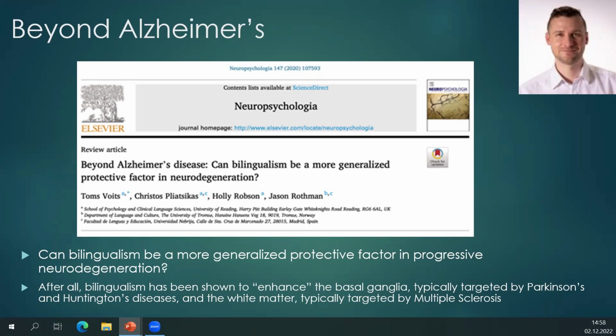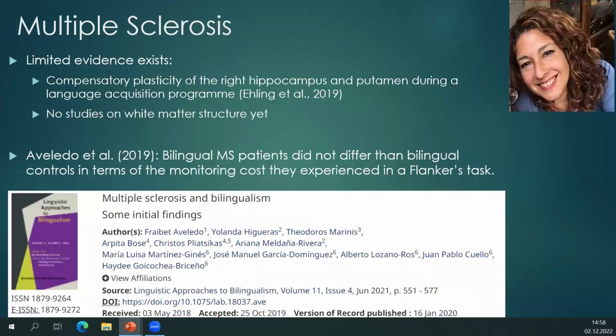A very, very small amount of evidence exists. I will invite you to read this paper because it's a very long and interesting paper. I will focus here on multiple sclerosis. So we had a study that shows some compensatory plasticity for L2 learning in patients with multiple sclerosis. We don't have anything on white matter, which would have been interesting to see, but we have a behavioral study, which I'm only mentioning because I was involved.